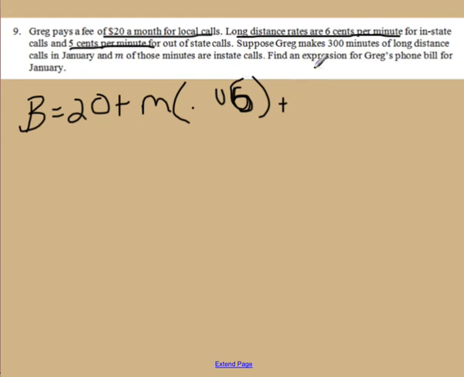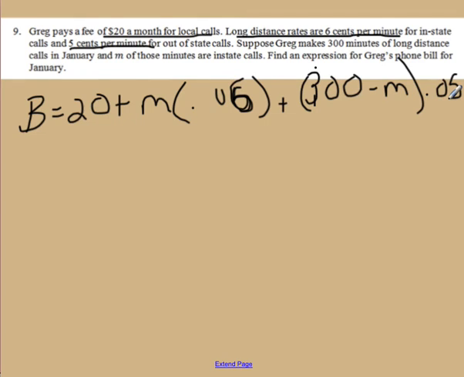So we're going to take the number of minutes we have, so it's 300 total minutes. Okay, so the number of out-of-state calls is going to take 300 minus our number of in-state calls, because your phone calls are either out-of-state or they're in-state. So if we have 300 total, and we're going to subtract off the number that was in-state, and that's going to cost us 5 cents.